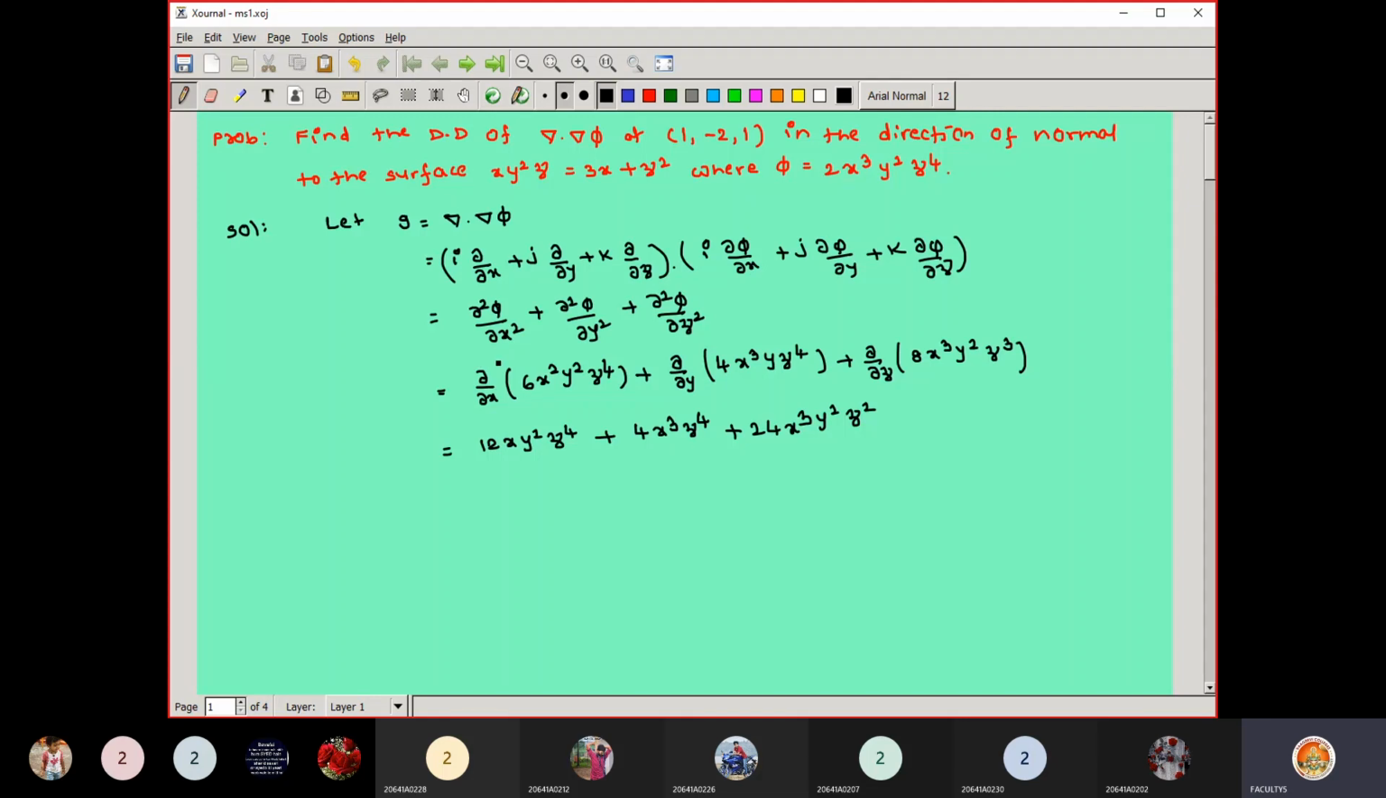After getting this del dot del phi, our main problem is the directional derivative of this del dot del phi. That means you need to calculate directional derivative for g. So when g is given, is it scalar or vector? You just look at the simplification of g. Is it scalar or vector? Del dot del phi is simplified.